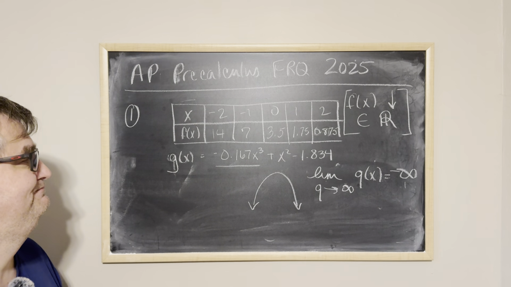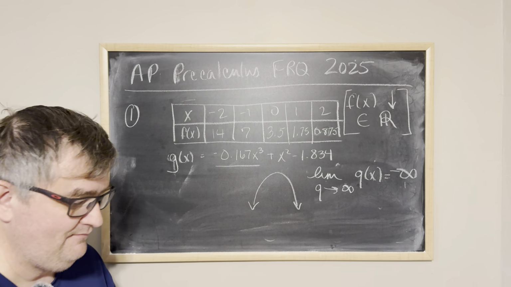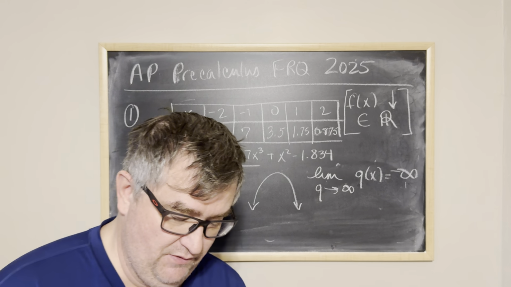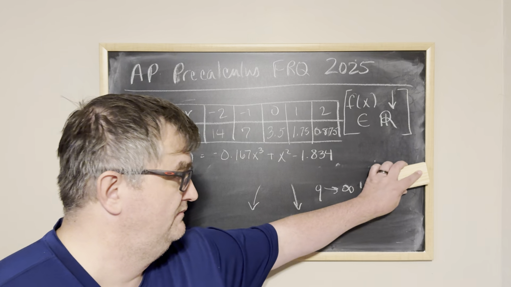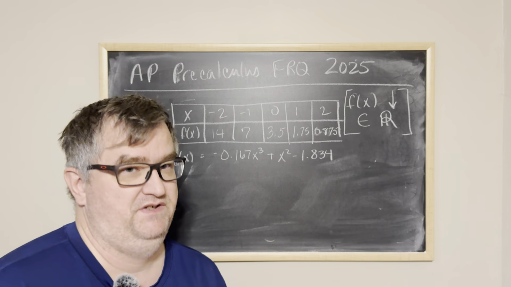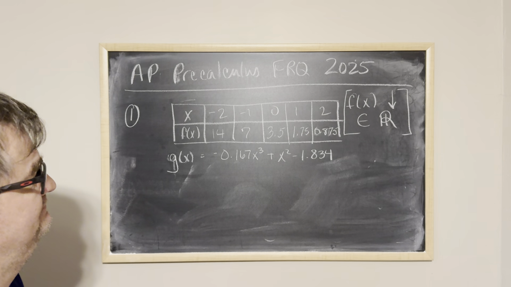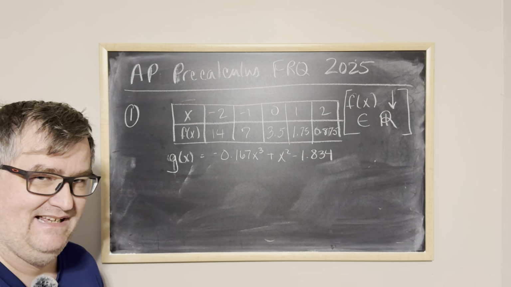That's the limit. So that's an easy point. Now, the zeros of the function, this is where you are pretty much forced to use a calculator. And I don't agree with that either.